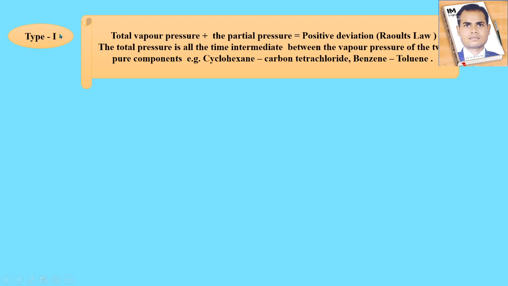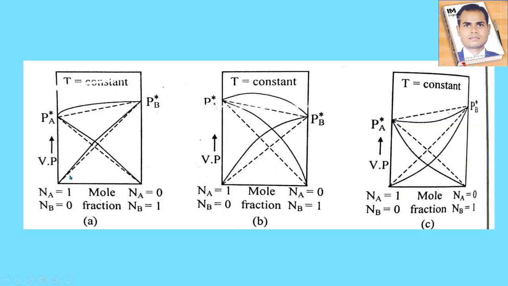In the first type of case, the total pressure is all the time intermediate between the vapor pressures of the two pure components. For example, you can take cyclohexane and carbon tetrachloride, or benzene and toluene. For this you can see the diagram here: vapor pressure on the y-axis, mole fraction on the x-axis. At a constant temperature, the vapor pressure of the first component and of the second component are shown. This is for the first type, this is the second type and this is the third type.